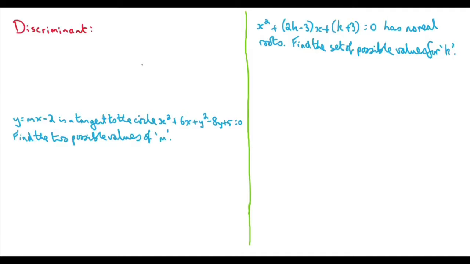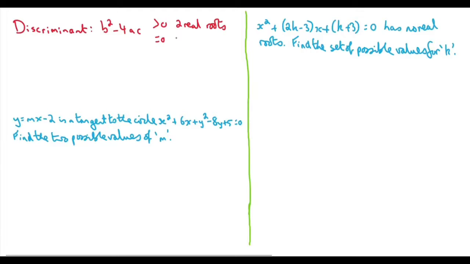We can use this if the combined equation is a quadratic. We can use it to work out if there are 2 solutions, 1 solution, or no solutions. The formula is b squared minus 4ac. And this may look familiar to you, as it's part of the quadratic formula. Well, what we can say for this is if the b squared minus 4ac is greater than 0, then there are going to be 2 real roots, or 2 real solutions.